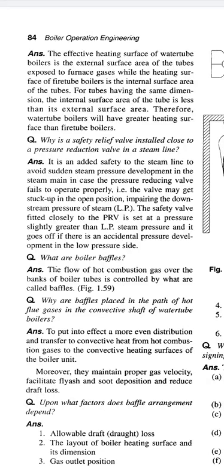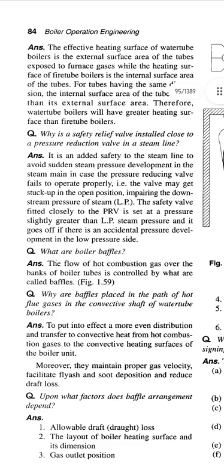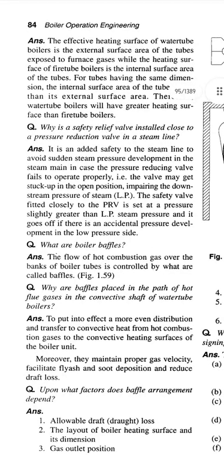The safety valve fitted closely to the PRV is set to a pressure slightly greater than the LP steam pressure, and it goes off if there is an accidental pressure development in the low pressure side.